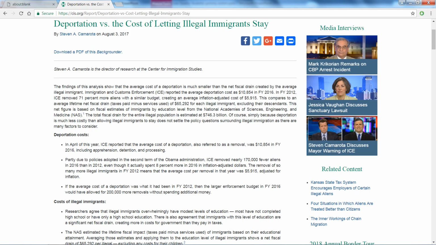Then deportation versus the cost of letting illegal immigrants stay. There is another stat on how much it will cost. The average deportation cost is actually $11,000. And if you let them stay, how much they will drain in their lifetime, for the entire population's lifetime, it's around 1746 billion. This is going back to the initial article: if you let them stay for their lifetime, this is how much they will be consuming. But if you deport them, this is how much it costs. And you can read all about this.